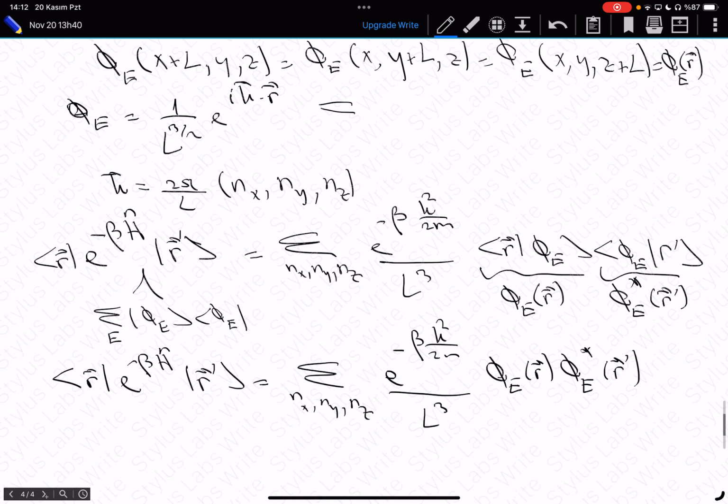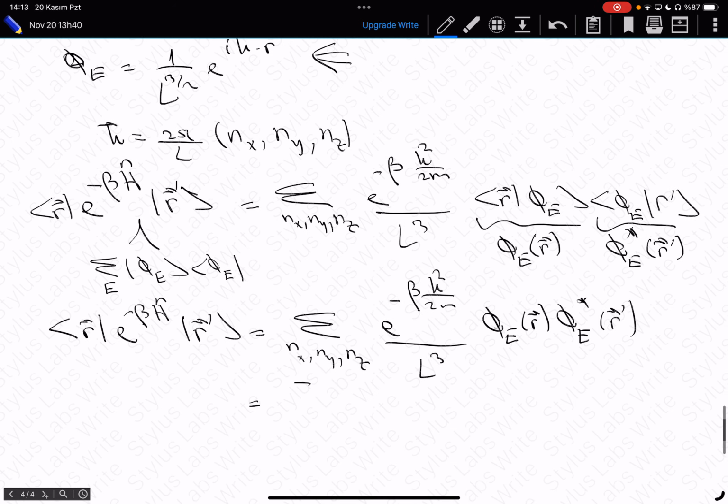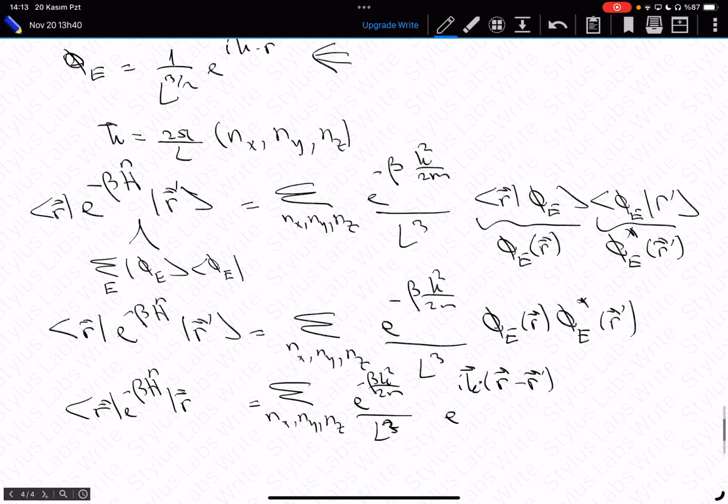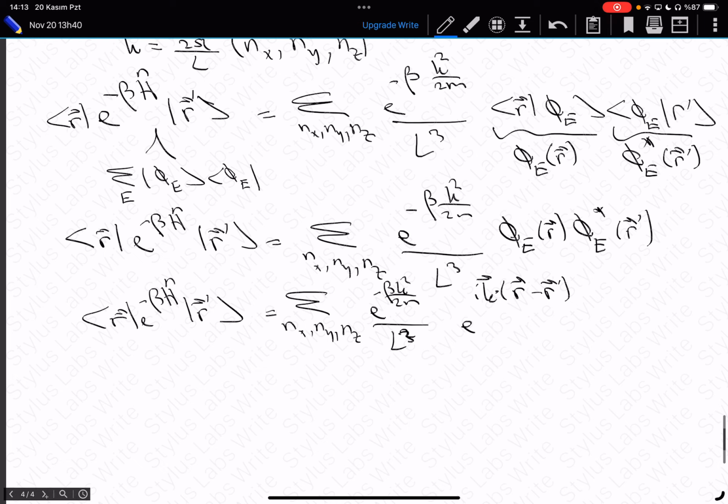We know what phi E is, this one. So this is equal to the sum over nx, ny and nz of e to the power minus beta k squared over 2m divided by L cubed, e to the power i k dot (R minus R prime). I just substituted the wave functions up to this point. Now the next thing, I will convert this to an integration. This is approximately equal to the integral of d cubed n divided by L cubed e to the power minus beta k squared over 2m e to the power i k dot (R minus R prime).